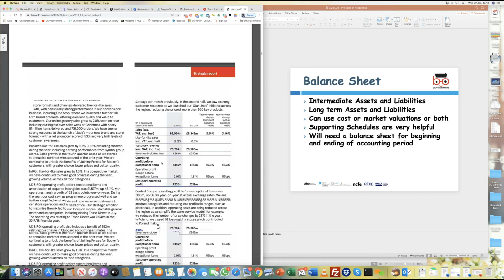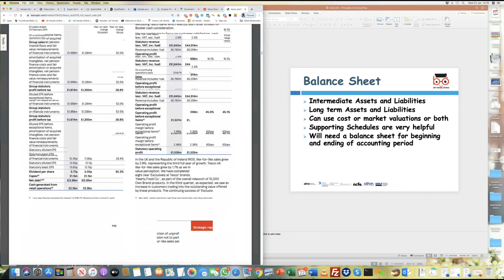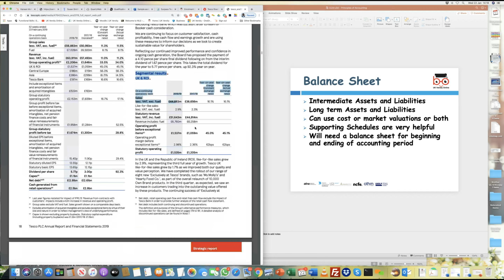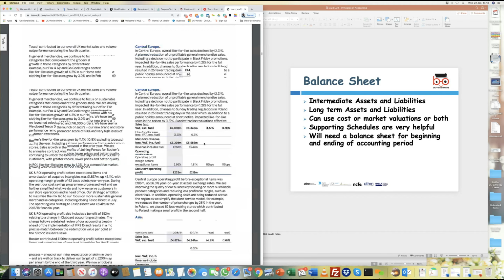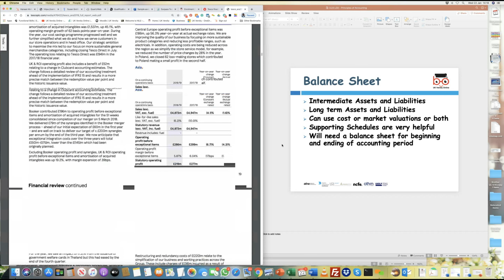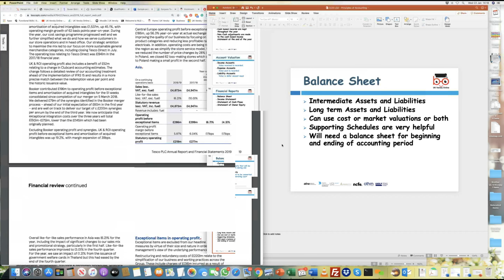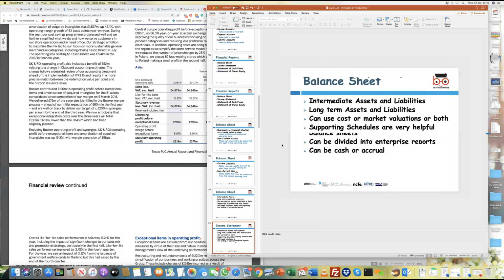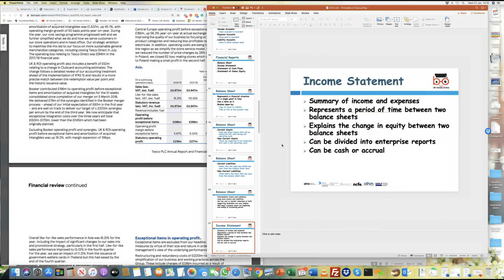So this is the overall balance sheet for the group. This is just UK and rest of Ireland. This is Central Europe, and then they've done a balance sheet for Asian operations as well. So from a point of view, what we're looking at is just understanding what are these major types of statements and what their use is.